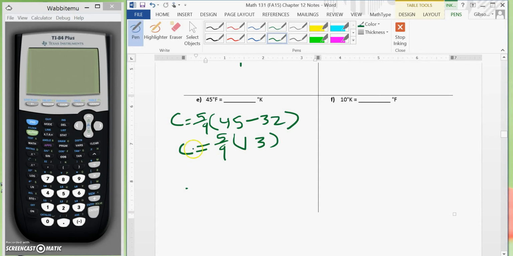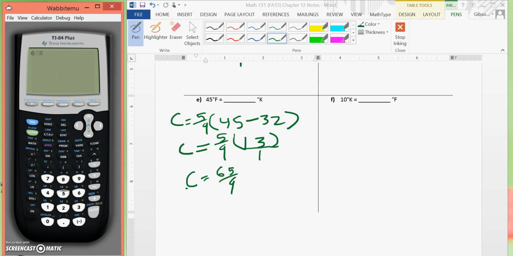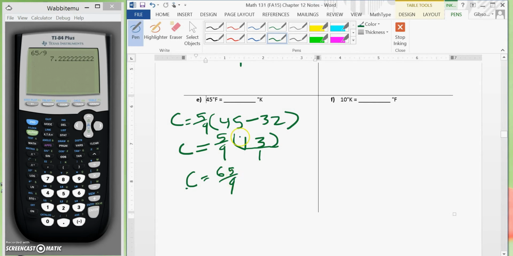Okay, class, picking up where we left off, we have Celsius is equal to 5/9 times 13. We'll make this 13 over 1. We will have Celsius is equal to 65 over 9. And we will put 65 divided by 9 into our calculator. That will give us 7.2 repeating. Since it's a repeating decimal, let's just leave it at 65 over 9.